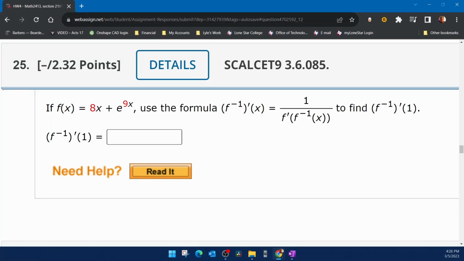Question 25 from our Calculus 1, homework number 4 in WebAssign. Similar to number 24, here we're given the function f of x equals 8x plus e to the 9x, and we want to use the formula, the derivative of the inverse of f of x equals 1 over the composition of f prime of f inverse of x, to find the derivative of the inverse evaluated at 1.